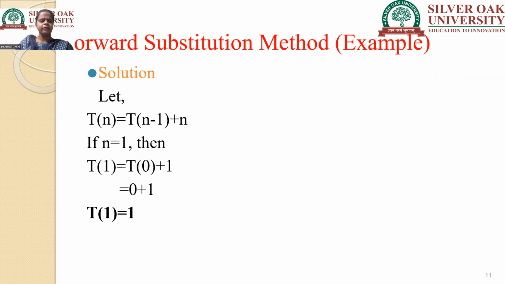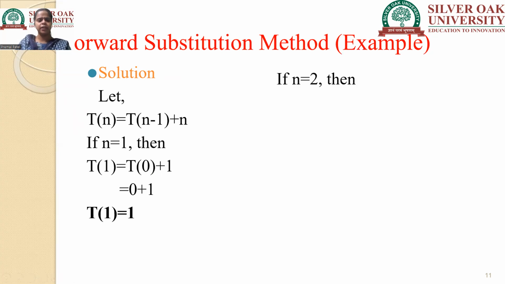First, as I have told you, we have to start with n = 1. In the given equation, T(n) = T(n-1) + n, if n = 1, then T(1) = T(1-1) + 1, that is, T(0) + 1, which is 0 + 1. So we get the answer T(1) = 1.